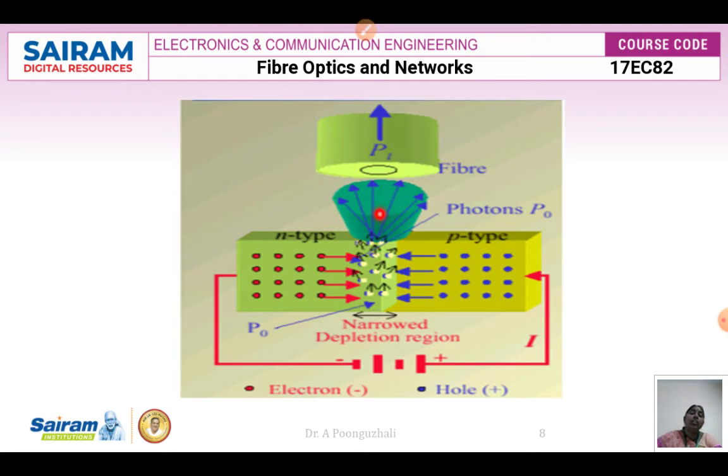and this radiated light is called photons. These photons will be incorporated into the fiber, where the light incorporated in the fiber is going to have an optical power Pt. Okay, so this is the operation of your LED diode.